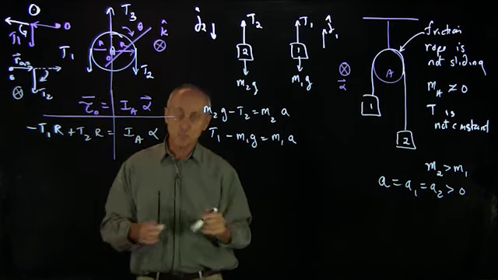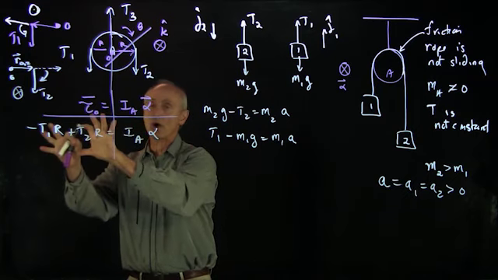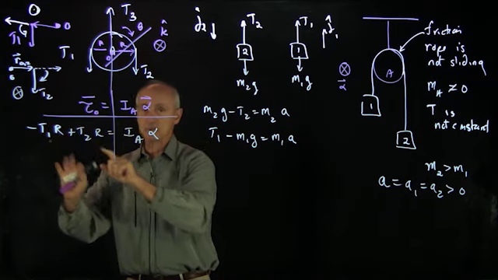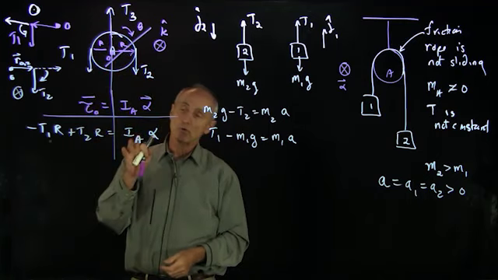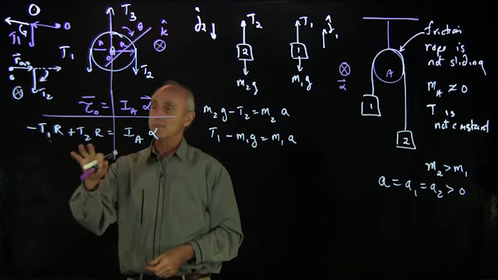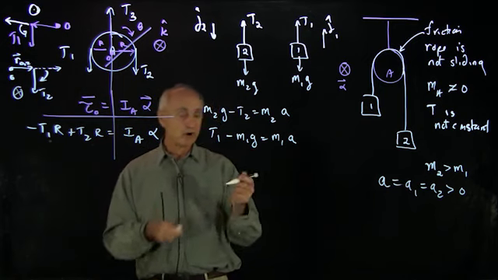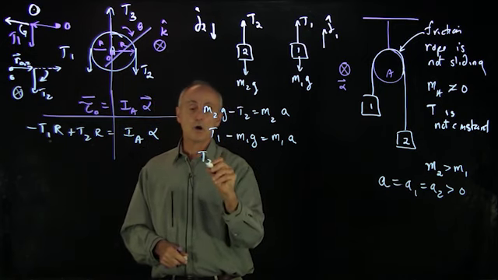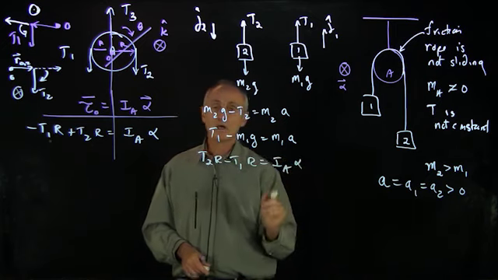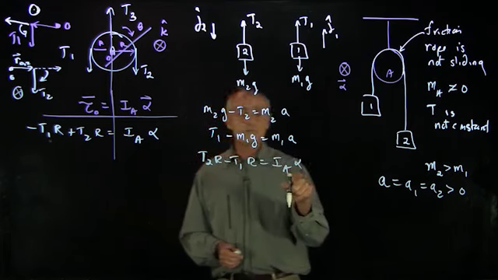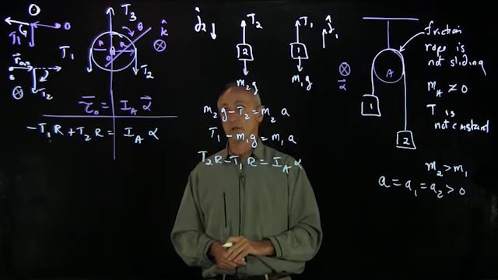Now, right away, we can see why the tension in the strings is not the same. Because if these tensions were the same, this quantity would be 0. But the tensions can't be the same because the pulley is rotating. And that rotational inertia of the pulley is coming from the fact that the two torques are not the same on both sides. So we now have our last equation here, T2R minus T1R equals I_A alpha. But notice that I've introduced another variable here. So again, I have 4 equations and only 3 unknowns.